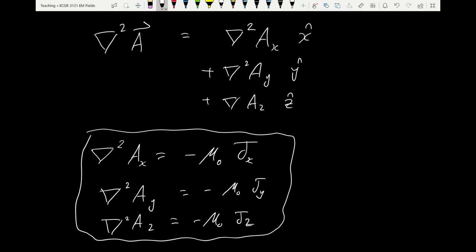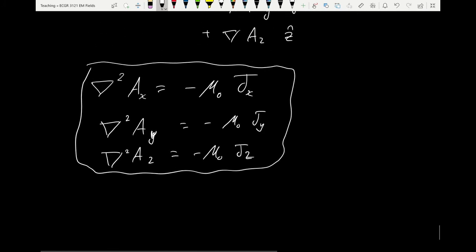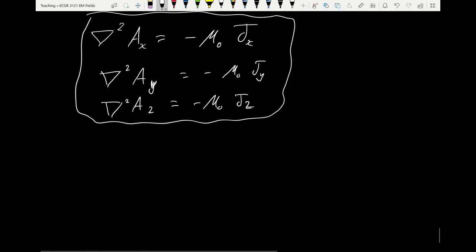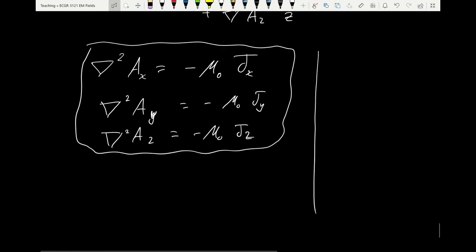Why do I want to express ax, ay, and az in this form? Because I want to use the result from electrostatics. In electrostatics, and we didn't go through this because it is part of chapter 5, a chapter we omitted, but I'll give you the highlight briefly. The highlight is this.